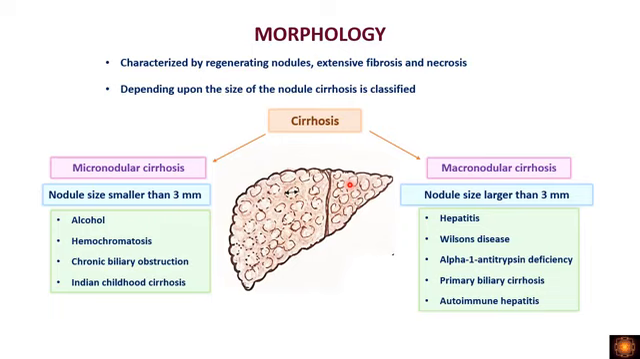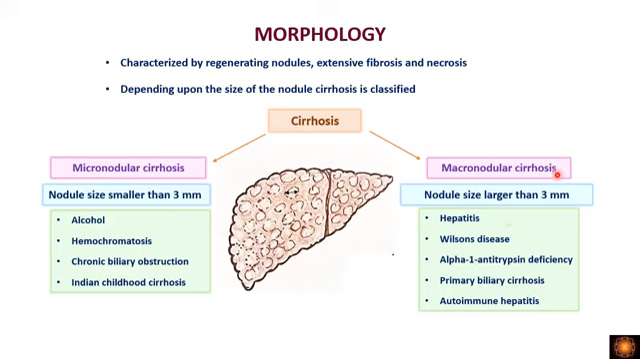Now the conditions responsible for micronodular cirrhosis are alcohol, hemochromatosis, chronic biliary obstruction, and Indian childhood cirrhosis. Indian childhood cirrhosis is because of more intake of copper, because of toxicity in the water or the food. When the child takes in more copper, he will have copper toxicity, which causes damage to the hepatocytes.